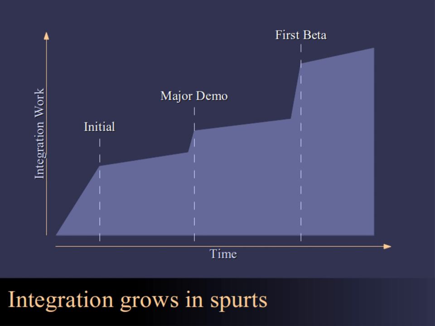So here's my little pseudo graph. The vertical axis here is how much work was done to integrate the particular API into our game. And down here is time. What some people tend to gloss over, if you read books about this sort of thing, is that integration isn't really something that you just sit down and do. We don't one day decide to integrate physics into our game, spend a week on it, and then we're done, and that's the last we hear of it.